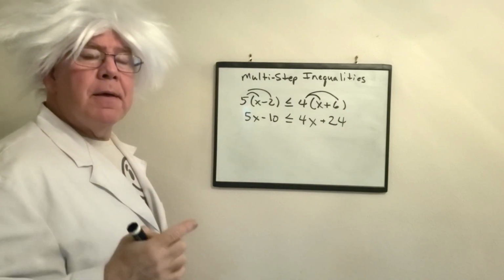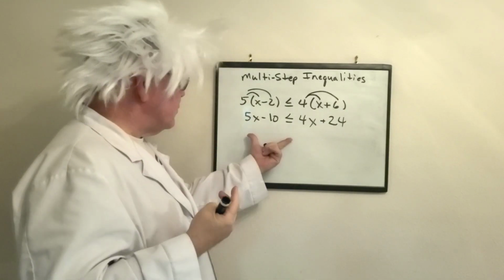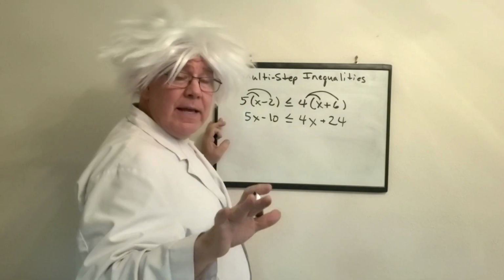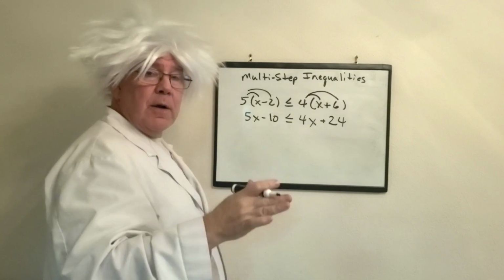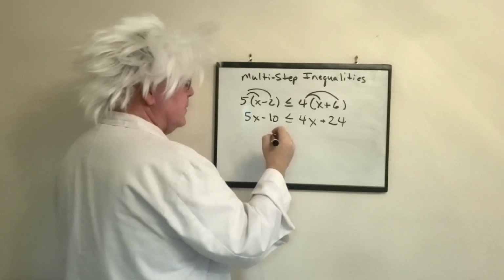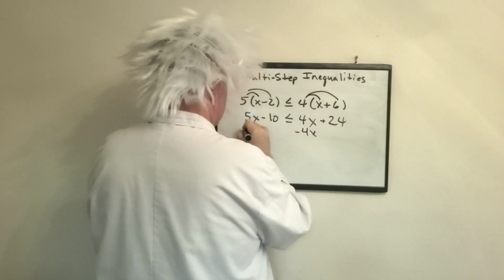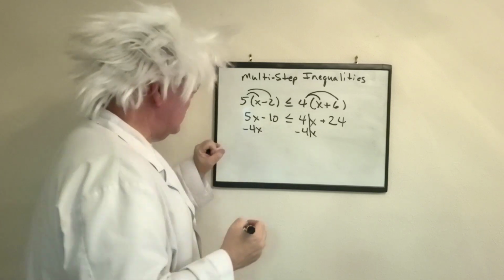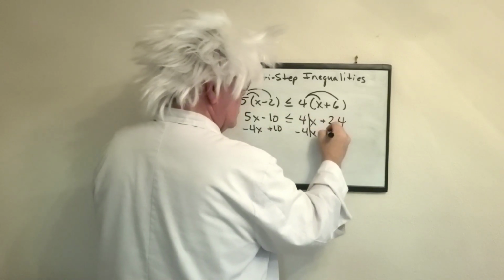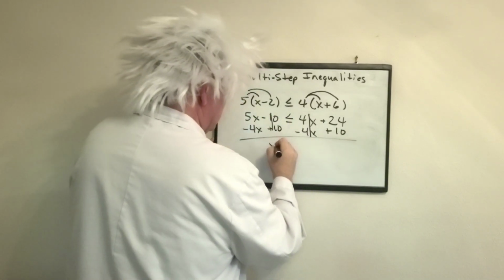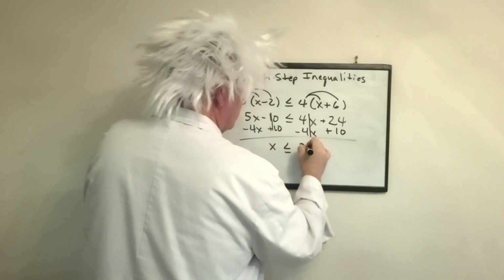Now, I'm going to show you in 2 steps what I do here. And I need to be careful. So I always take care of the variable, and I always try to keep the variable on an inequality on the left side. So that's what I'm going to do. So I'm going to subtract 4x from both sides. Now that means that goes away. So with this 10, I'm going to add it here, and that goes away. So 5x minus 4x is x, less than or equal to 34.